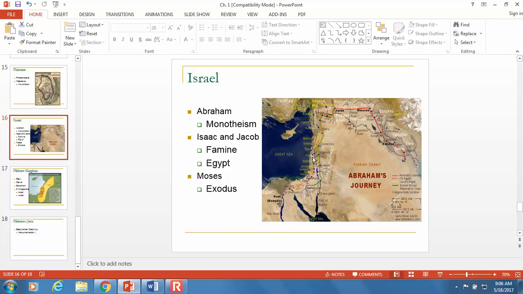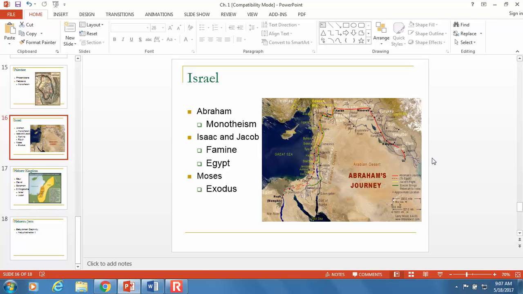Abraham led them out of the city-state of Ur, and eventually your Hebrews will find their way over here to this Palestinian region. They are monotheistic, whereas everyone else, all the other groups that we've covered, whether it is your Sumerians, your Akkadians, your Babylonians, your Egyptians, the Hittites, the Assyrians, the Phoenicians, they were all polytheistic. But the Hebrews are different because they are monotheistic. They believe in one God.